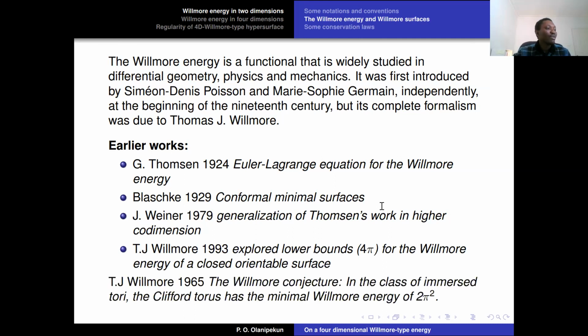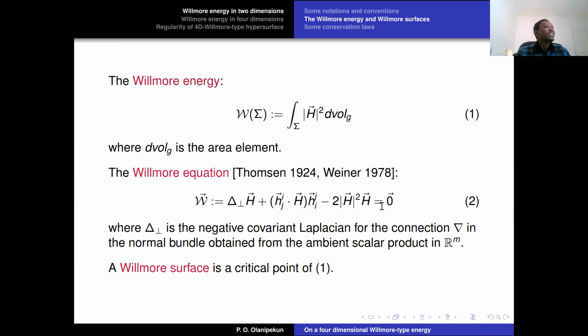And of course, of importance is the Willmore conjecture, which was postulated by Willmore in 1965. It goes this way, roughly: in the class of immersed tori, the Clifford torus has the minimal Willmore energy of 2 pi squared. And that was proved by Marques and Andre Neves in 2012, and then their result was published in Annals of Mathematics in 2014. So yeah, now let's see.